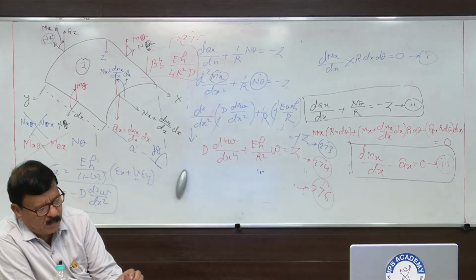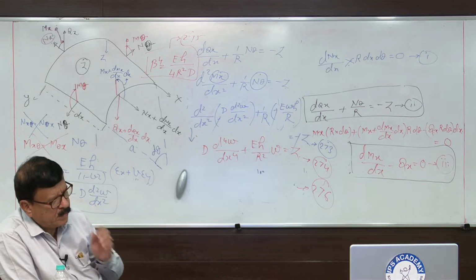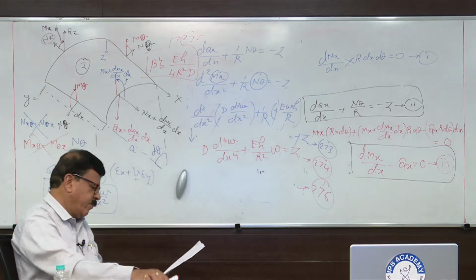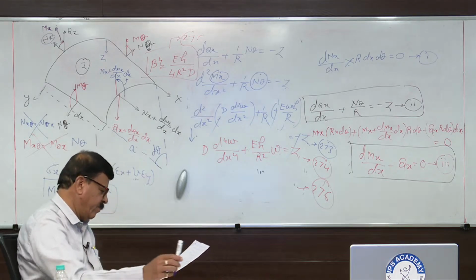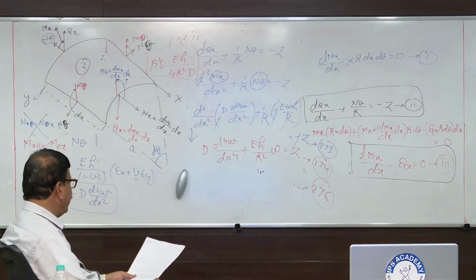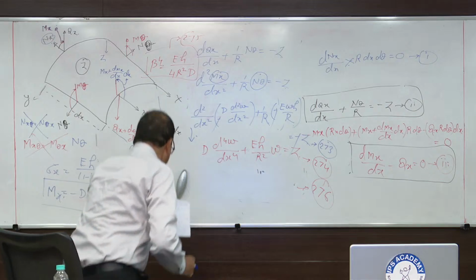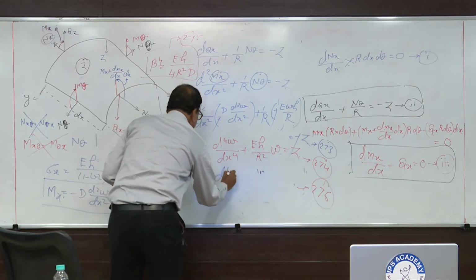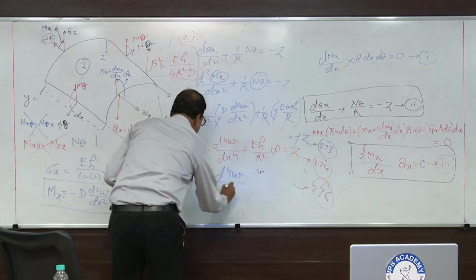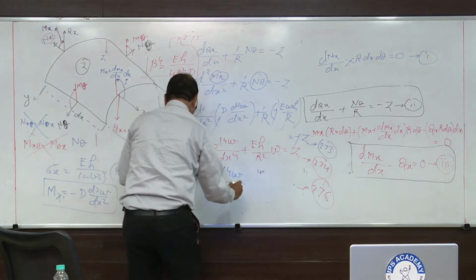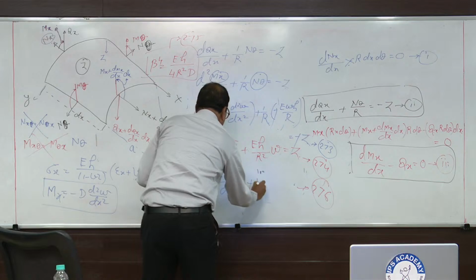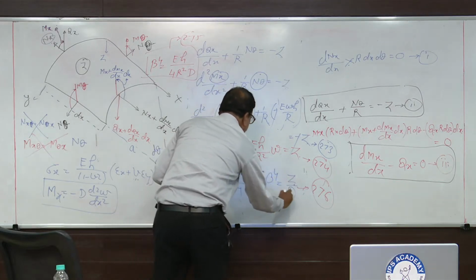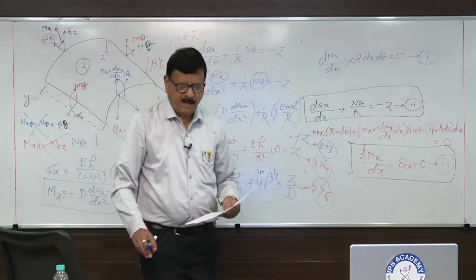Four beta 4 d upon w. D four w upon dx is 4 plus 4 beta 4 divided by w equals to z by d.